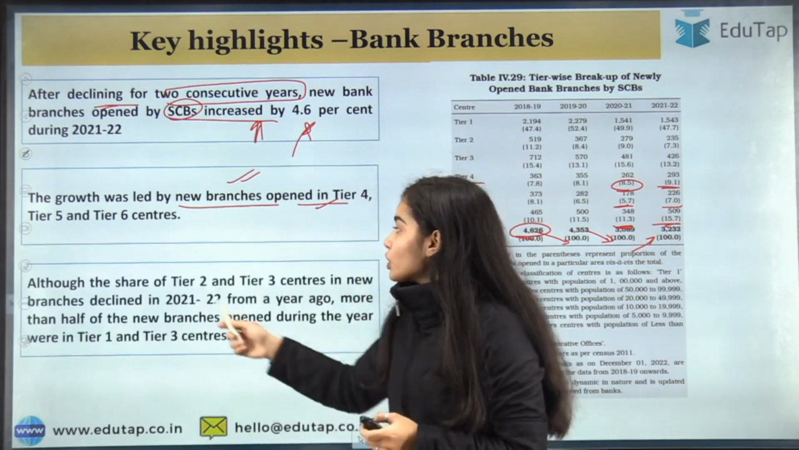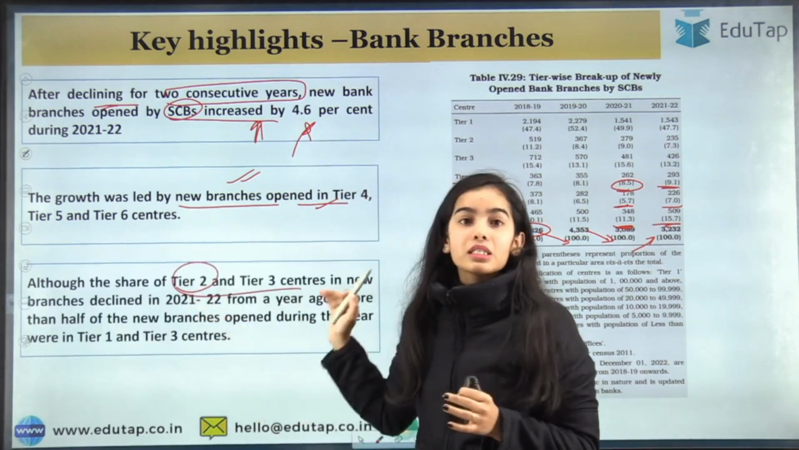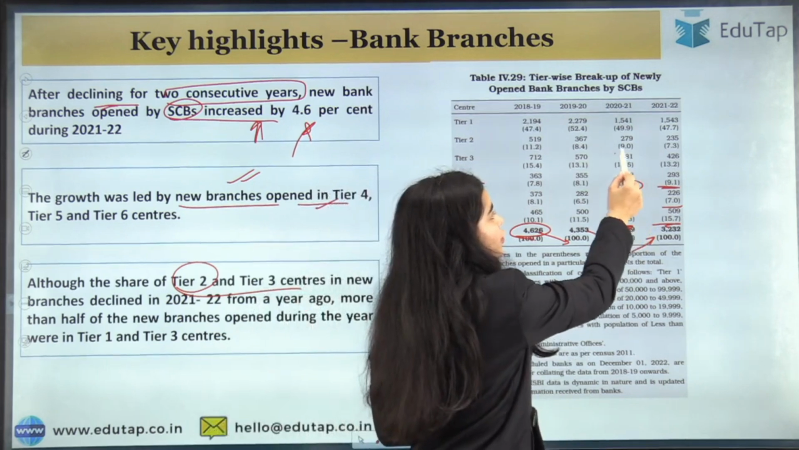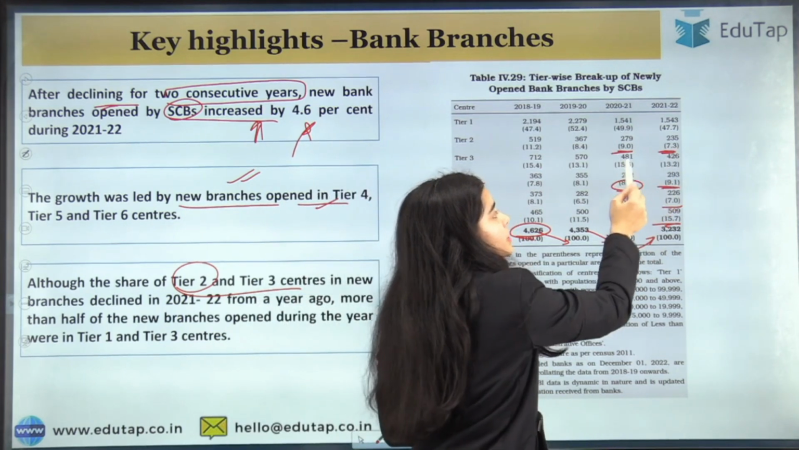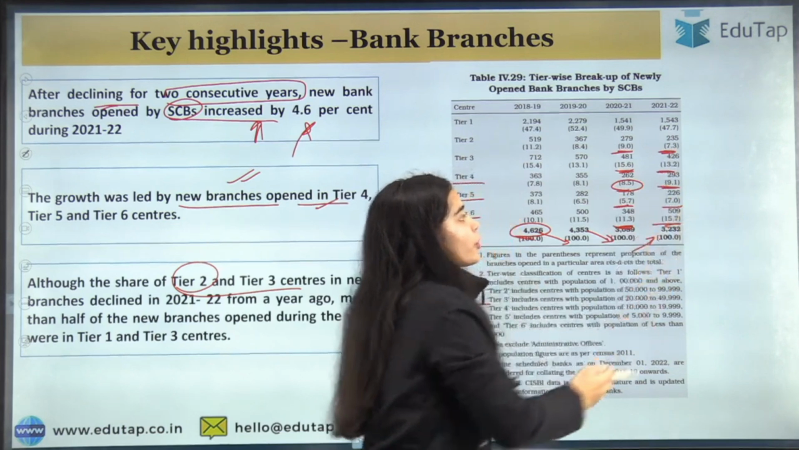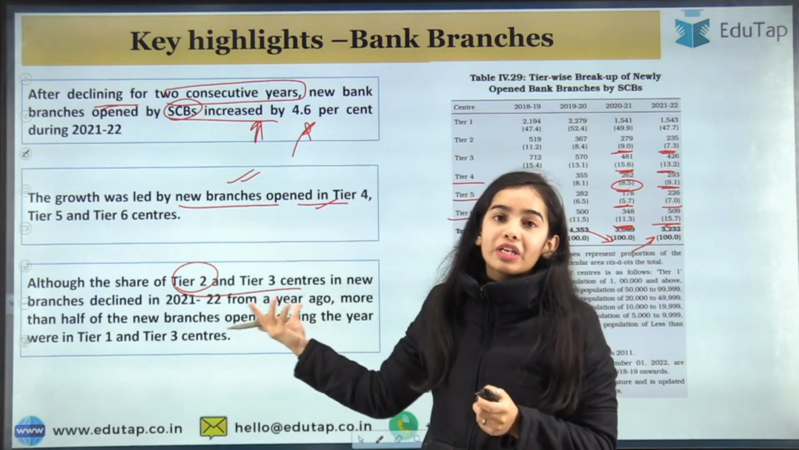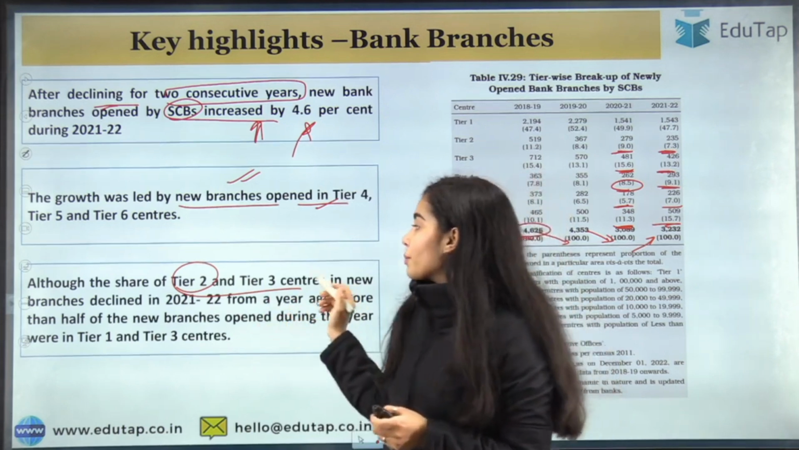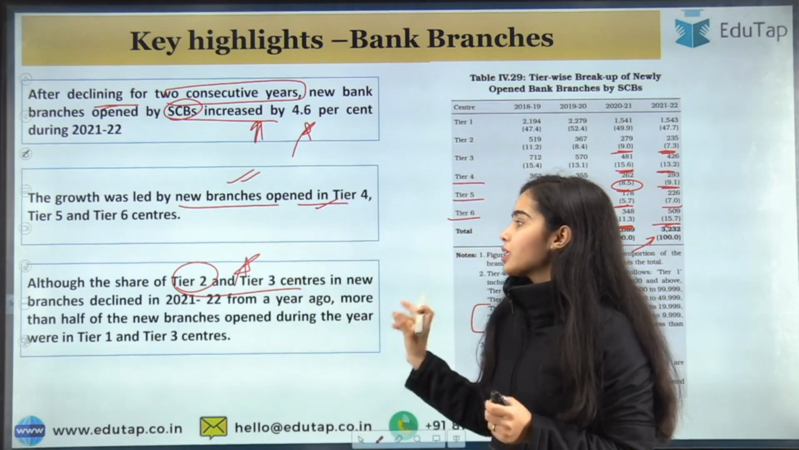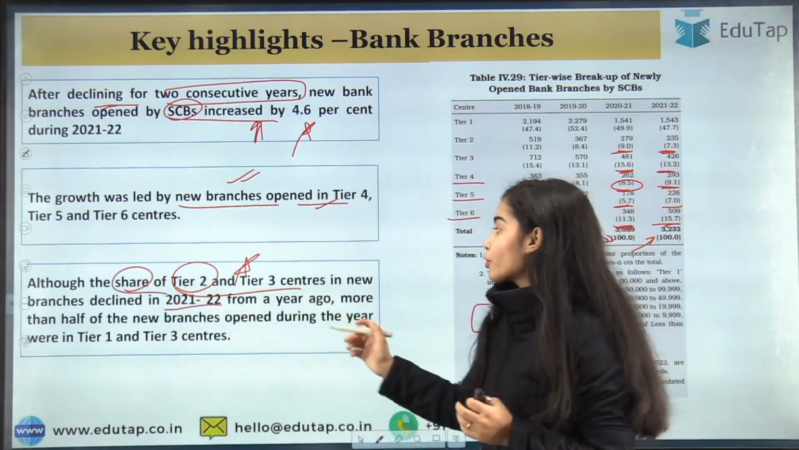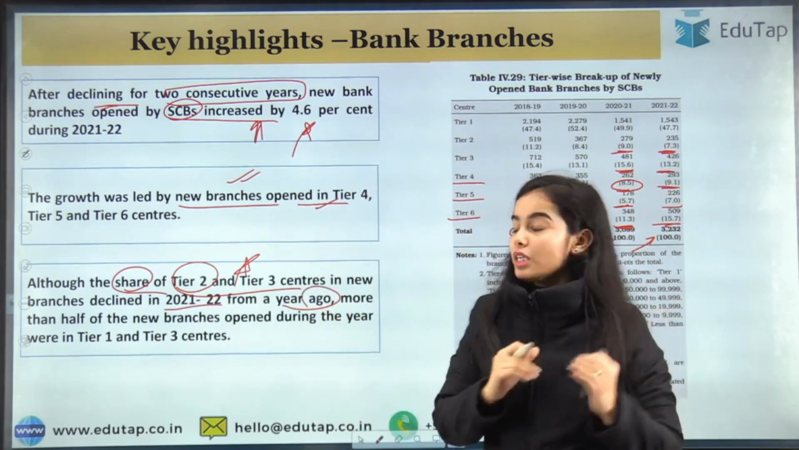Okay. Although the share for tier 2 and tier 3 centers in new branches declined in 2021-22. Here you can see from 9% to 7.3% and from 15.6% to 13.2%, we have decreased the percent growth in the number of branches in the tier 2 and tier 3 centers. So the share has declined in 2021-22 if we compare it with a year ago.